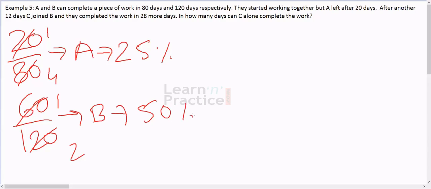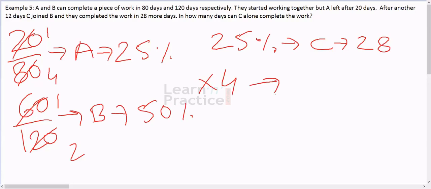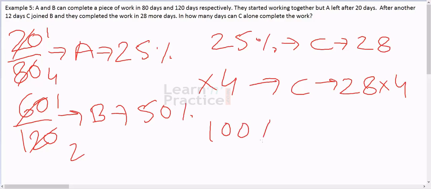was completed by C. So C worked for 28 days, right? So 25% of the work was completed by C in 28 days. So 100% we have to calculate, in how many days C alone can complete the work. If he can do 25% of the work in 28 days, so 100% of the work he can do in how many days? Multiply it by 4 and we'll get, so 100% of the work will be done by C in 112 days.